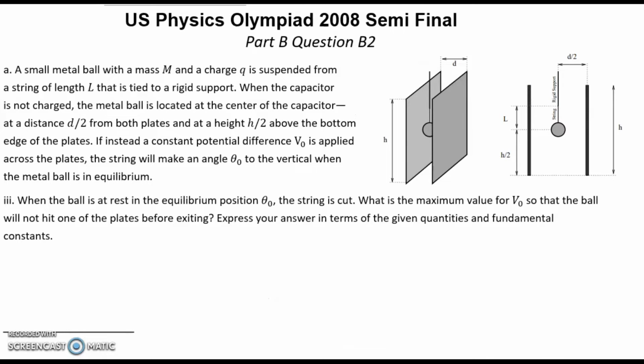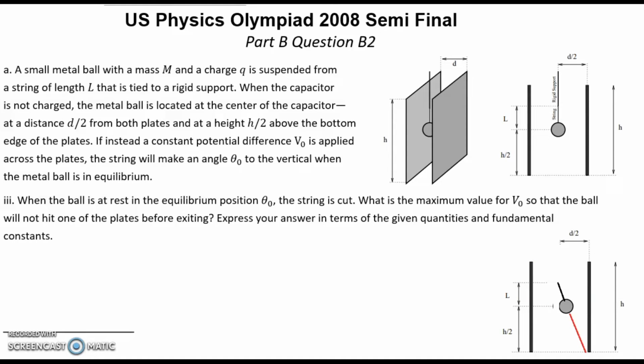Question 3. When the ball is at rest in the equilibrium position θ0, the string is cut. What is the maximum value for V0 so that the ball will not hit one of the plates before exiting? Express your answer in terms of the given quantities and the fundamental constants. So first let's draw this picture.